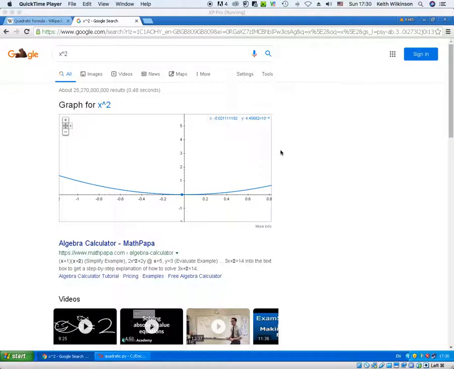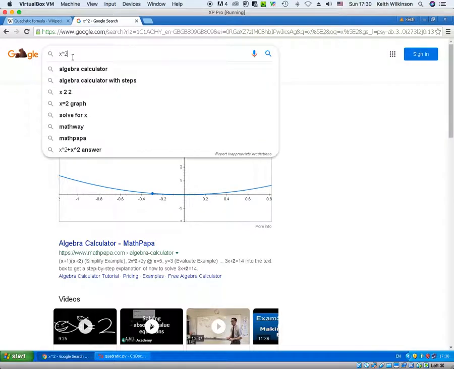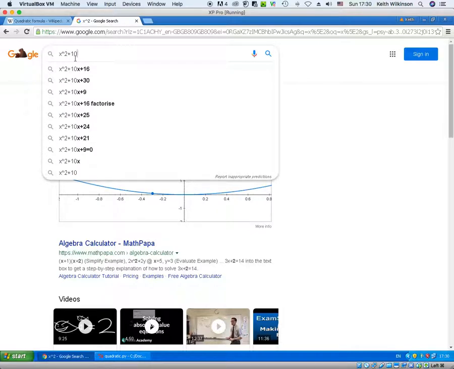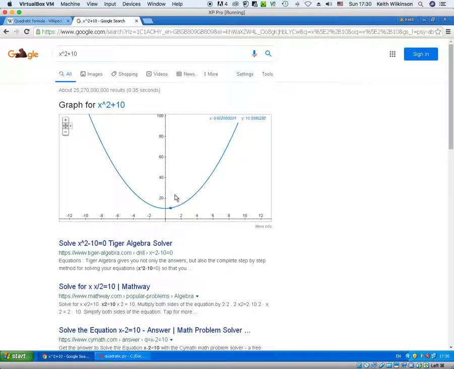So now our program is written and we're confident that it works. We need to test it out for all different variations. I've just shown on the graph here, or in the previous video, the graph of x squared, and I know that if I do x squared plus, let's say, 10, then it doesn't touch the x-axis at all, and gives us no roots.